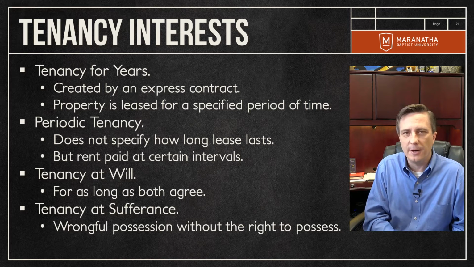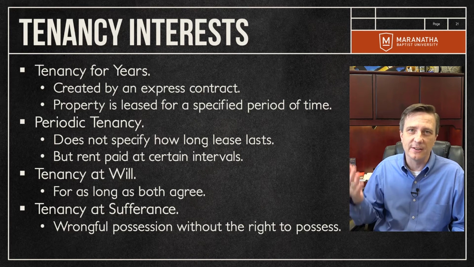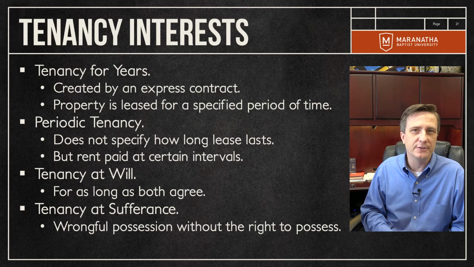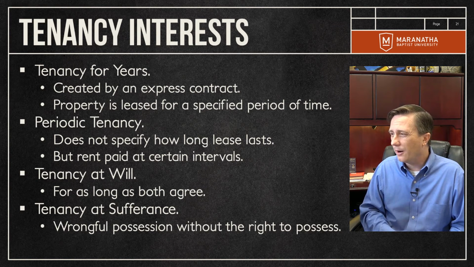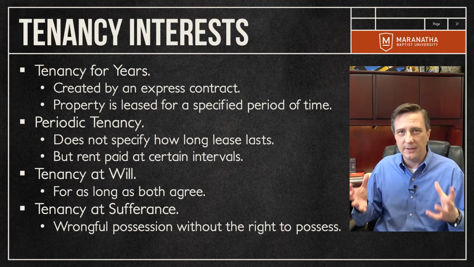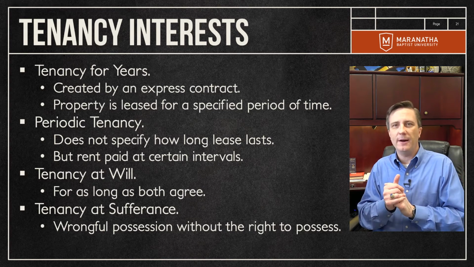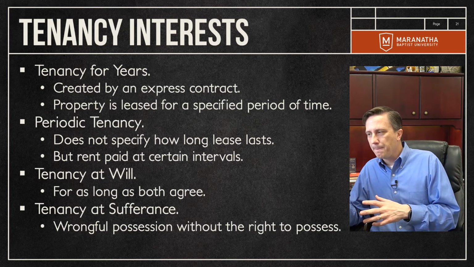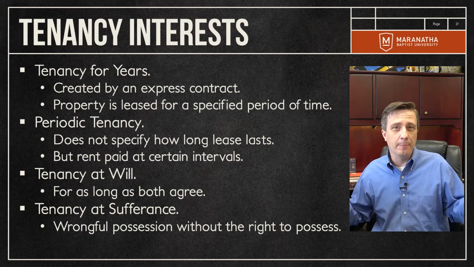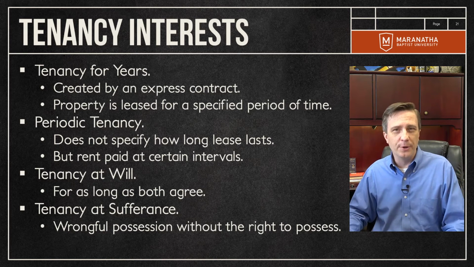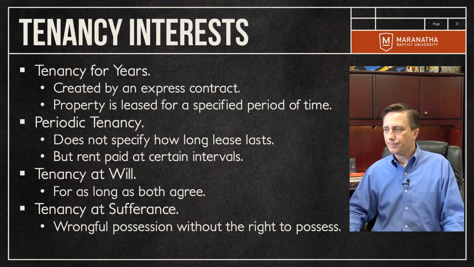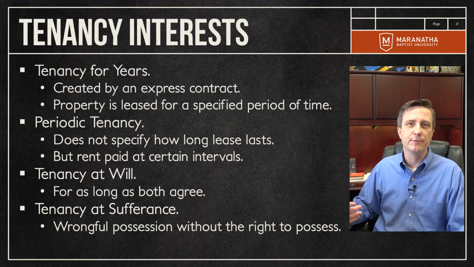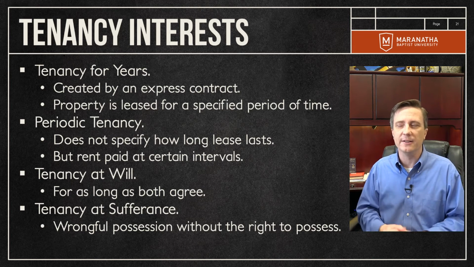There are a bunch of different kinds of tenancies. I list them out here for you. The most common by far is tenancy by years, where you have a lease agreement, an express contract, and you have a specified period of time. If you run out of that time, then you are what's called month to month. And that's actually the third one here, which is called tenancy at will. And it basically means that if either party wants to leave, they can. They're no longer under a lease.